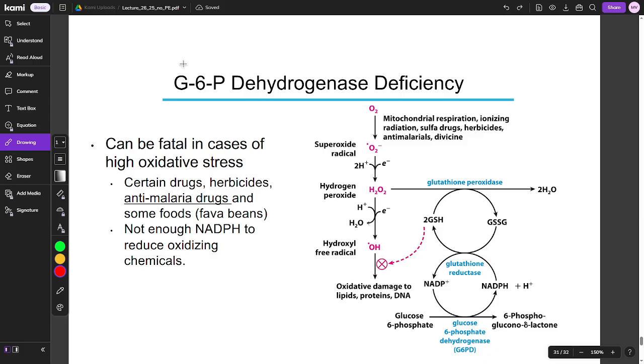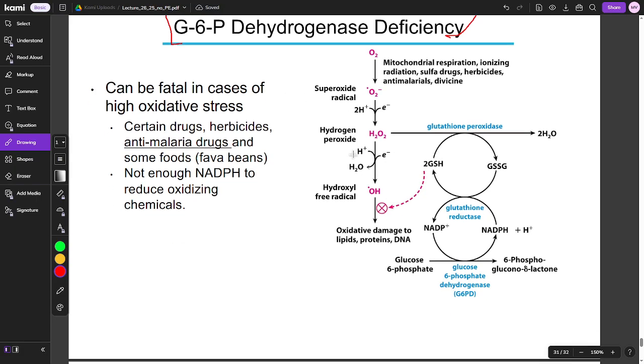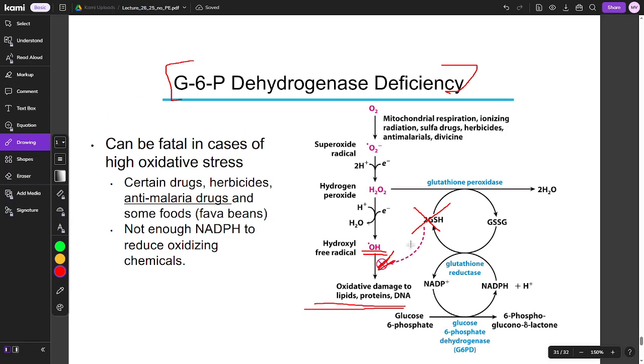So the other thing, we talked about this. Glucose 6-phosphate dehydrogenase deficiency is fatal in terms of high oxidative stress. We talked about this, right? It makes sense because if you don't have your NADPH, you can't remake this glutathione, right? These glutathiones here. And if you can't make these glutathiones, this inhibition never happens, and these radicals are just able to go ahead and do all sorts of damage to the cell.